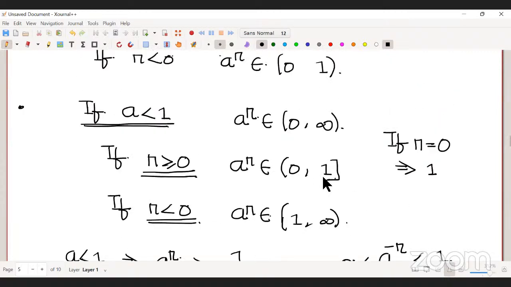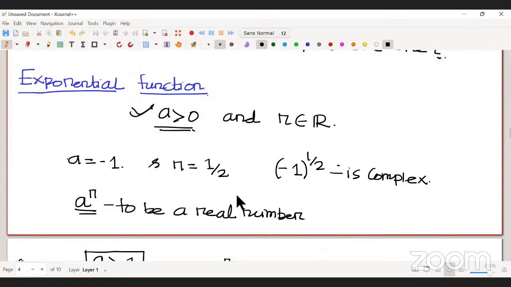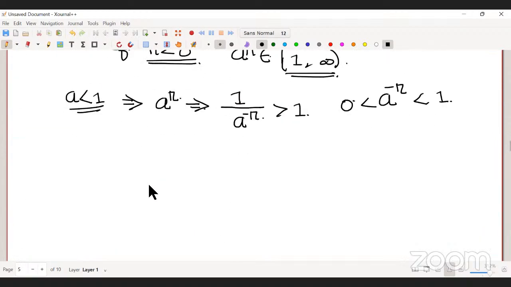So these are the things you should always be careful about. If I change the values of a, then a power r changes mainly between the intervals 0 to 1 and 1 to infinity. So these are the basic things you need to know: if I change the values of a and the values of r, how a power r will behave.